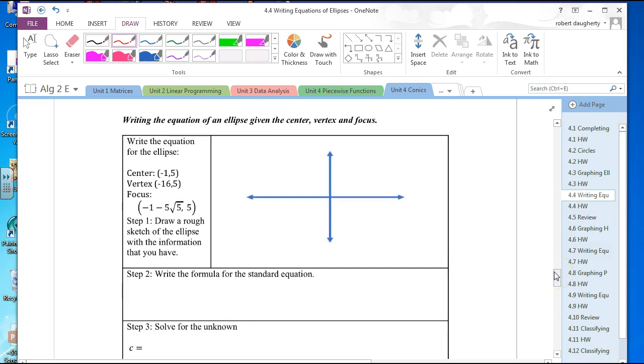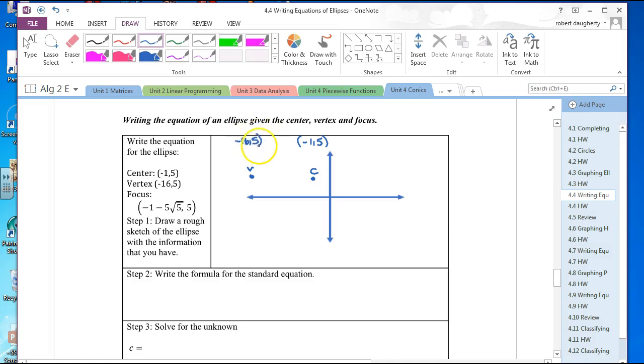So that was when I gave you the center, the covertex, and the vertex. Now we're going to switch it up a little bit. I'll give you the center, the vertex, and the focus. Let's see what we have. The center is negative 1, 5. So somewhere up here is my center, negative 1, 5. And then I've got a vertex at negative 16, 5. So somewhere over here is a vertex at negative 16, 5.